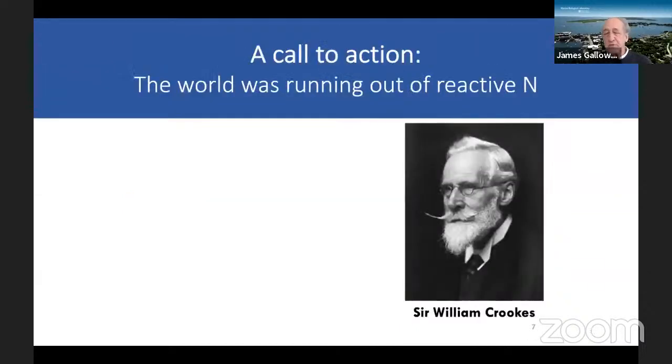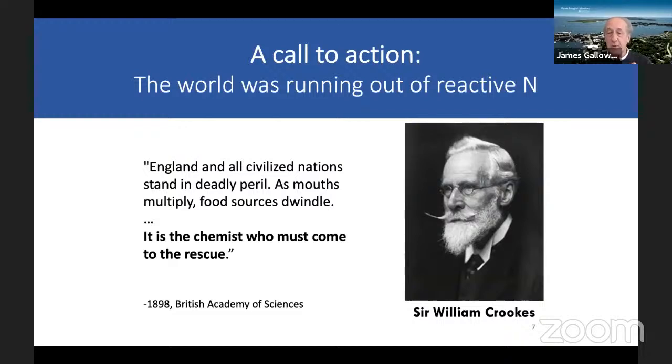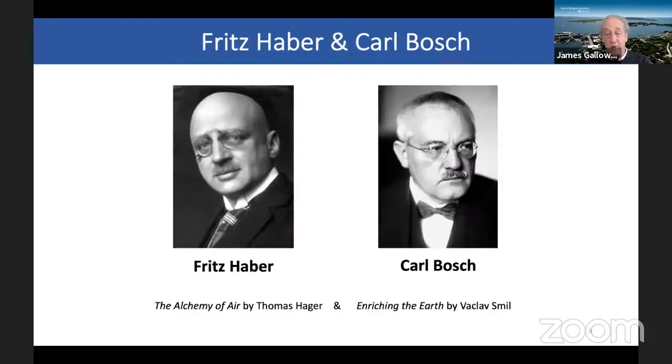Well, those natural sources worked out fine for a while. But in 1898, this distinguished gentleman here, Sir William Crookes, president of the British Association for the Advancement of Science, said that the civilized world, probably mostly the UK at that time, was running out of reactive nitrogen to grow food. And he challenged the chemists in the academy to solve the problem. Well, chemists came to the rescue. Two of them here, Fritz Haber and Karl Bosch. Fritz invented the process to react N2 and H2, with high temperature, a catalyst, and high pressure, and you make ammonia. Karl Bosch scaled that up to the industrial scale. Both received the Nobel Prize for this in separate years.